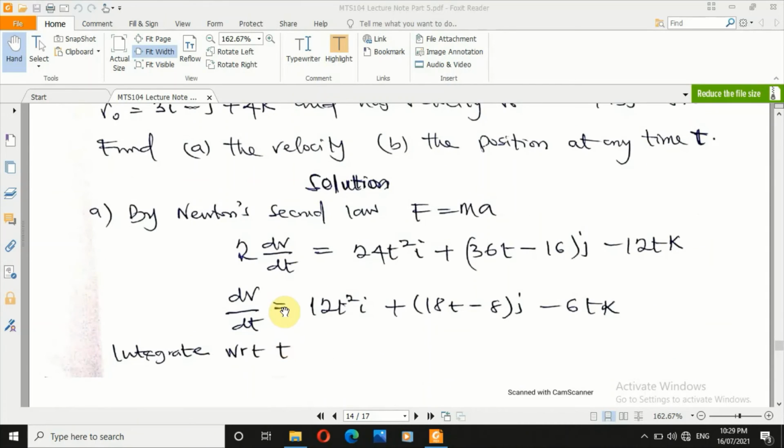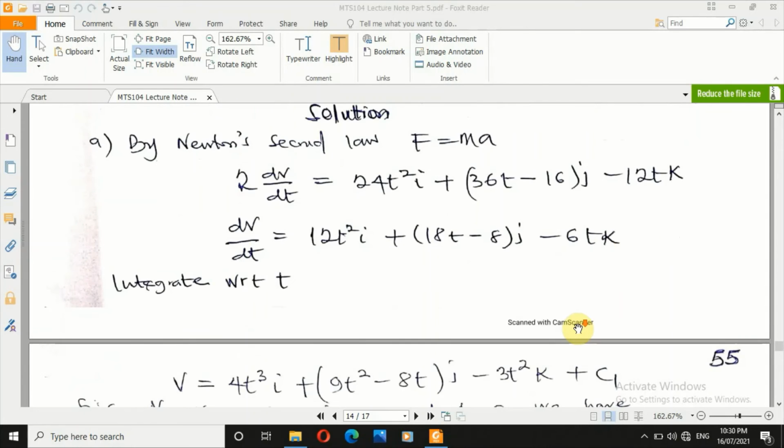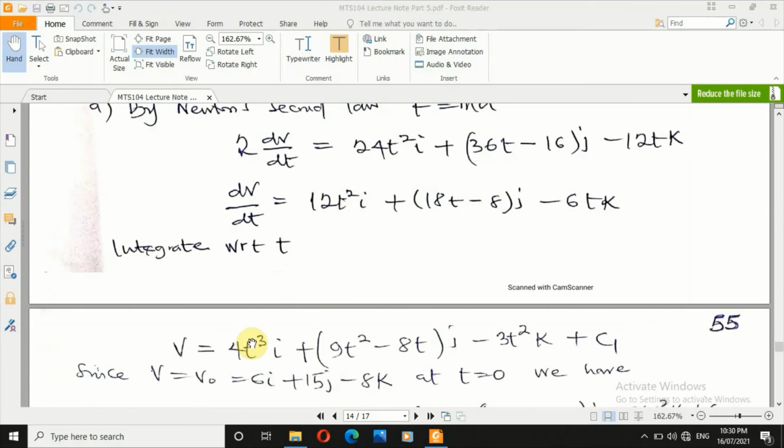The next thing is that I can divide both sides by 2. So if I divide each term by 2, we have dv/dt equal to this expression. Now integrate with respect to t. If you integrate dv/dt, then you have v. Then if you integrate this, we have 4t cubed i. Then if you integrate this one again, you have this. If you integrate this one, you have this.